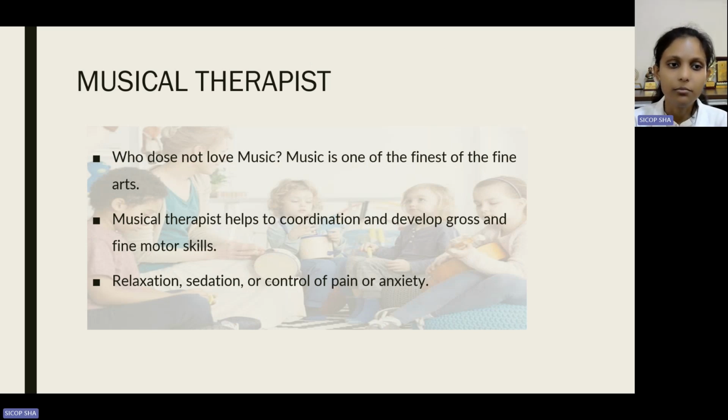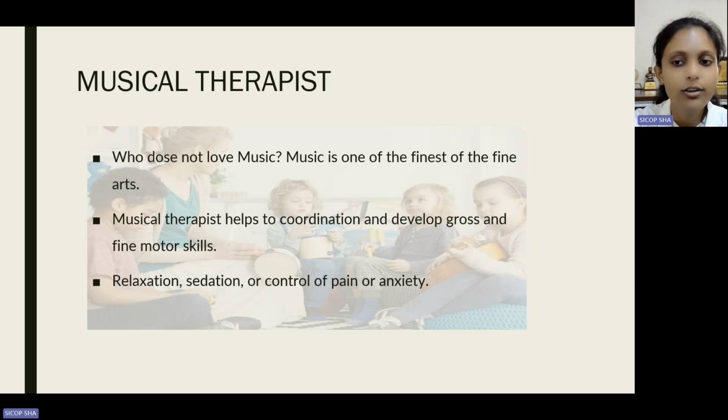Next is the musical therapist. Who does not love music, right? Music is one of the finest fine arts, we all know this. So how does a musical therapist help a patient in rehabilitation? We have seen that playing an instrument like the keyboard or the violin improves the fine motor skills.